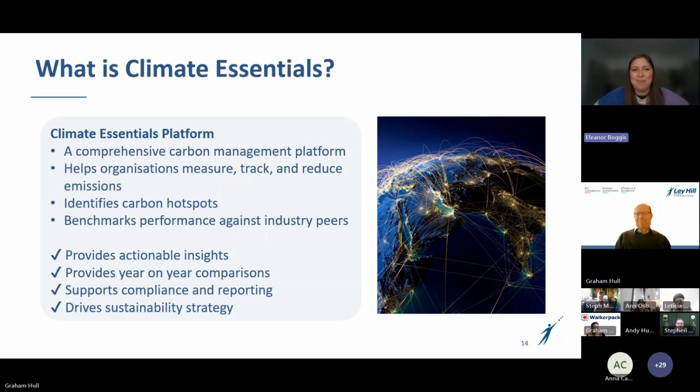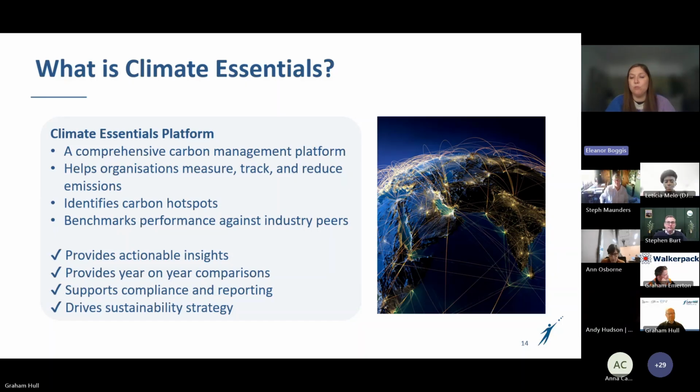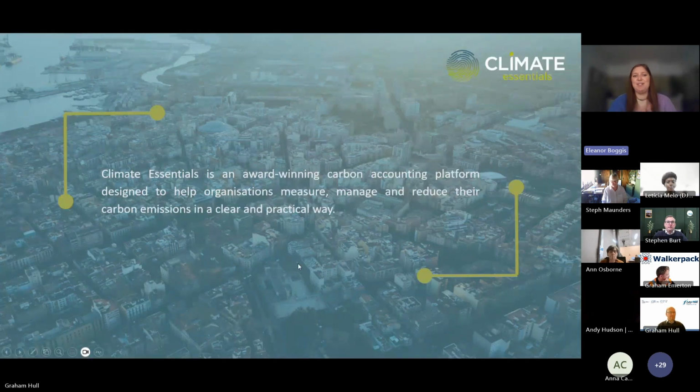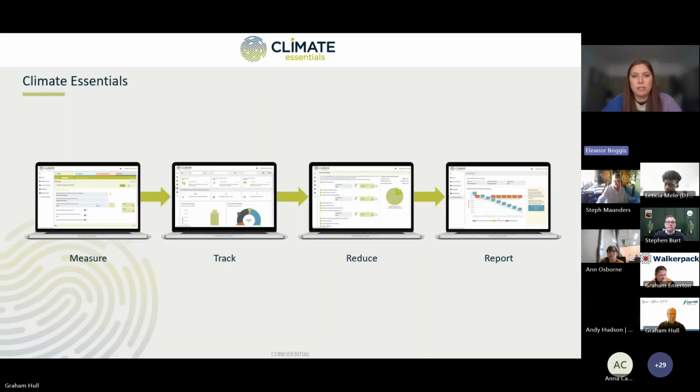Yeah, so I'll talk a little bit about Climate Essentials. So Climate Essentials is effectively a platform where you can manage your carbon, so you can measure your full Scope 1, your Scope 2, and your Scope 3 emissions. It's split into measure, track, and reduce. So if you just flip onto my slides for me, please, Graham. Sorry, I don't have control, so I'm going to be asking you to flip across. So yeah, there you go. We're an award-winning carbon accounting platform to help our clients measure, manage, and reduce their carbon emissions in a clear and practical way. And if you just go to the next slide, please.